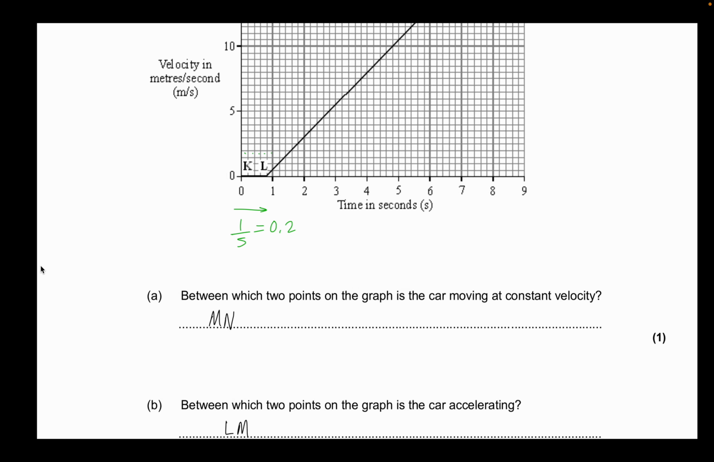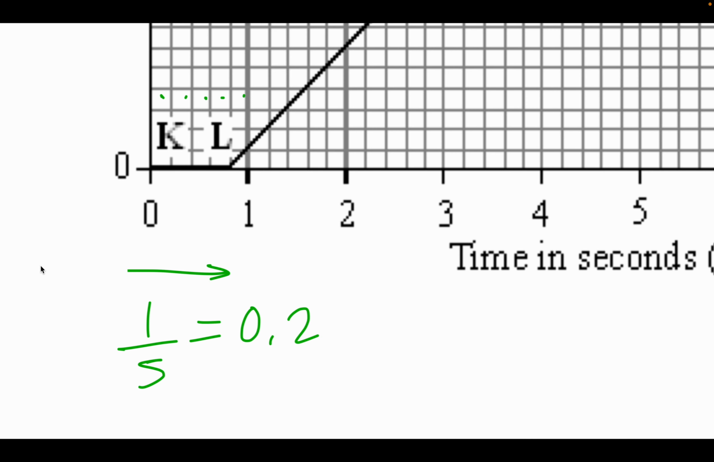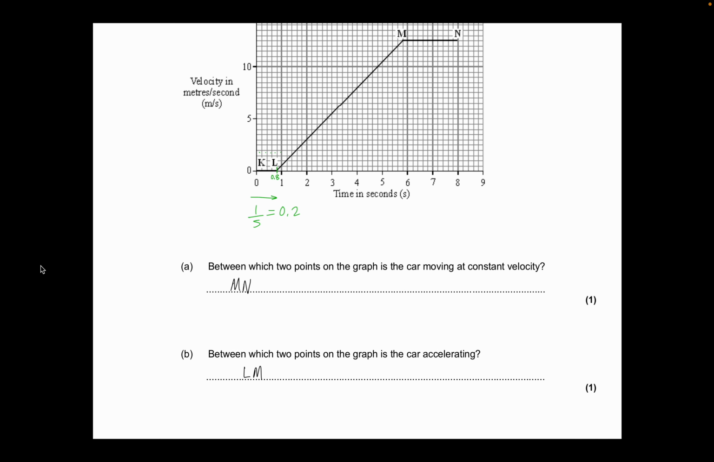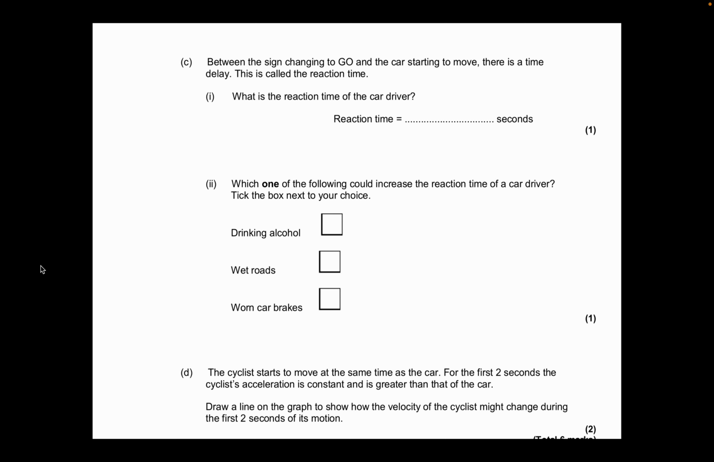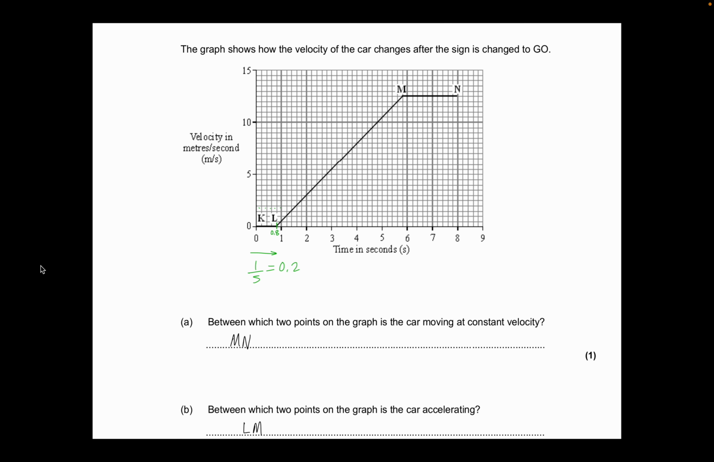Okay, so in this case, if you zoom in closely to the graph, this is where the car starts to accelerate. So that means if you do 1 minus 0.2, that's going to be 0.8. This is the point at which the car is going to start accelerating at the start of go. So that means it's going to be 0.8. That's going to be your value. In this case, the reaction time is going to be 0.8, because we know that the straight line between L and M is when the car is starting to accelerate. Okay?